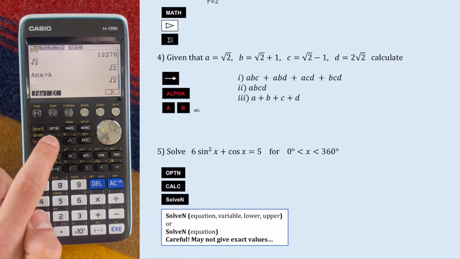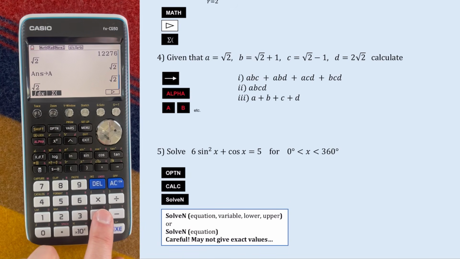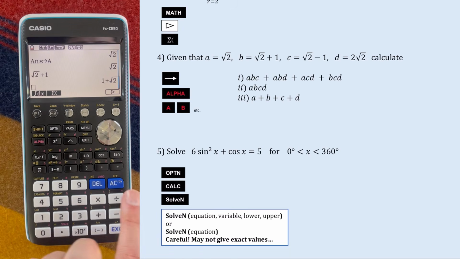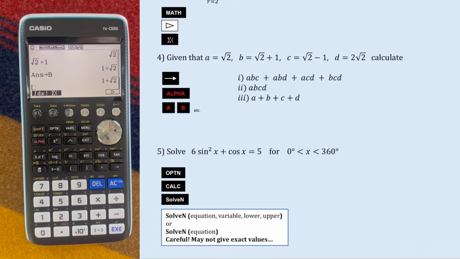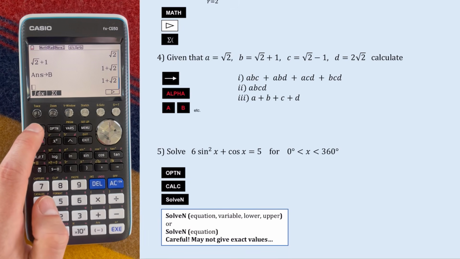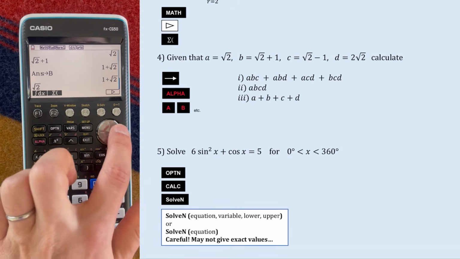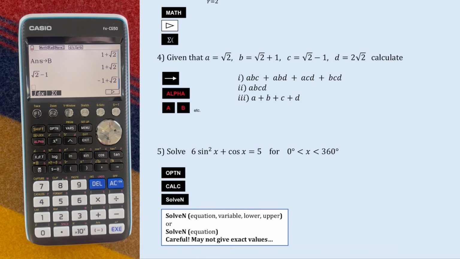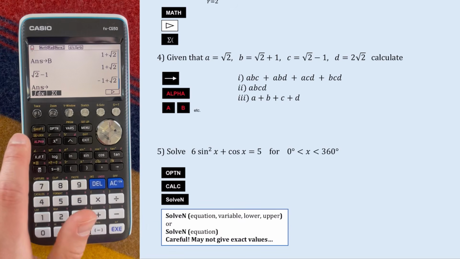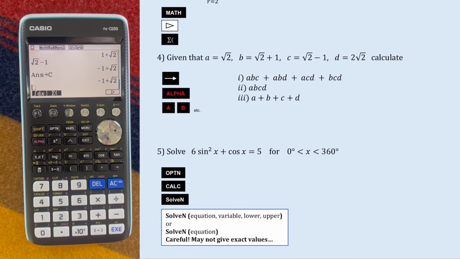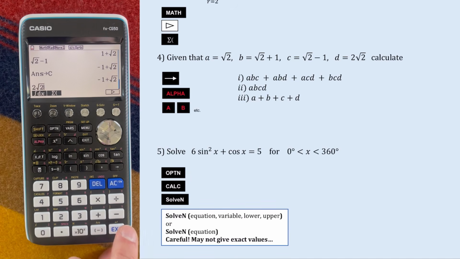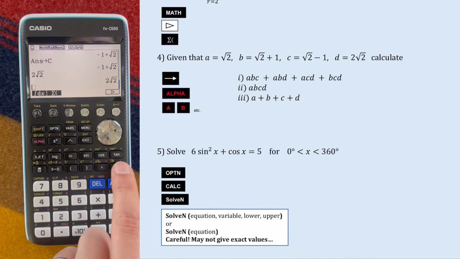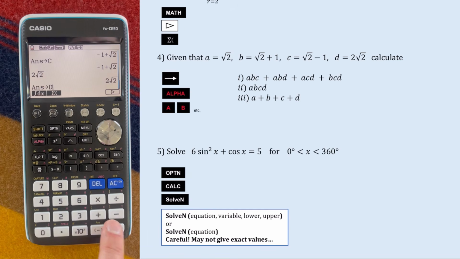I'm going to do the same for B, so I'm going to do my root 2 plus 1, and I'm going to send that answer to B. So it's now stored in the calculator. Doesn't matter that it's gone to 1 plus root 2, it's the same thing. So for C, I'm going to do my root 2 minus 1, press execute to store it in, and then I'm going to send it to C. And then my last one is 2 root 2 for D, so I'm going to do 2 root 2, execute it, and I'm going to send it to alpha D.